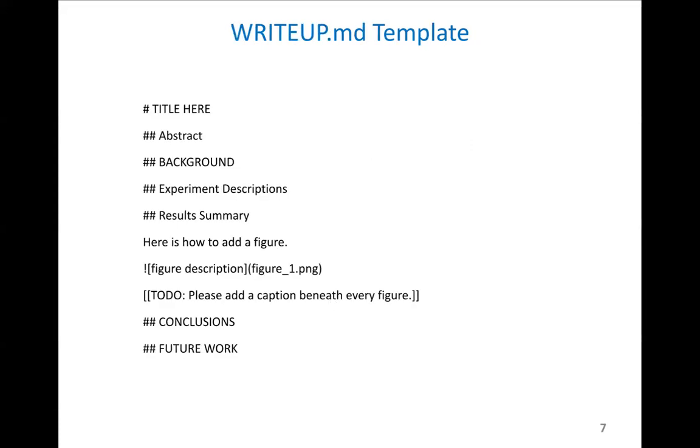Here is the Markdown write-up template. As you can see, it's very simple. It says title, abstract, background, experiments, etc. So very, very simple. And passing this to the agent, it is going to fill it up in this form.